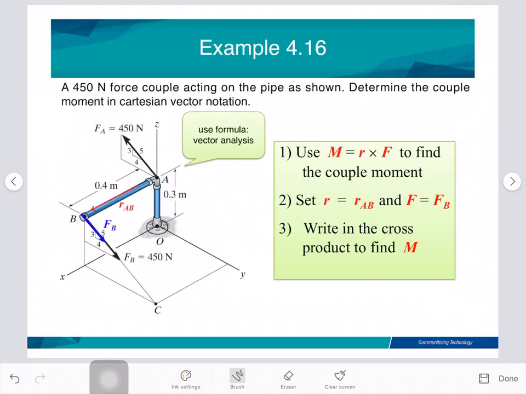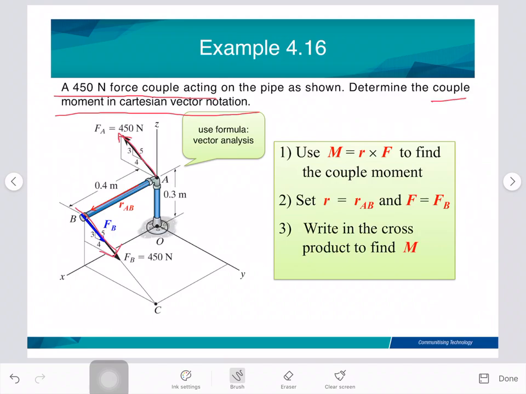Alright, let's go to the second example. Is this example 2D or 3D? We have 3D here. So let's read the question. A 450 Newton force couple. Couple means we have two forces, so we have FA and FB, acting on the part as shown. Determine the couple moment in Cartesian vector.